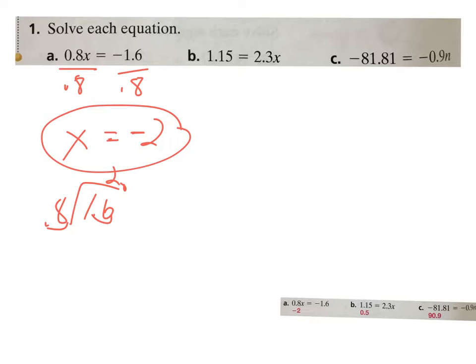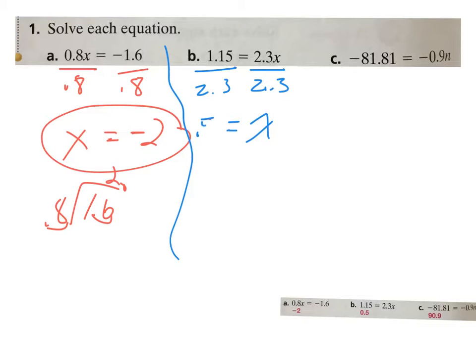Okay. B, we're going to divide both sides by 2.3. Again, we're dividing by whatever's attached to the variable. So x equals, and this one's going to be a positive answer. So we have 1.15 divided by 2.3, and that you're going to find is actually going to be 1/2. It's going to come out to be exactly 1/2. That's an x, by the way, there. Okay.